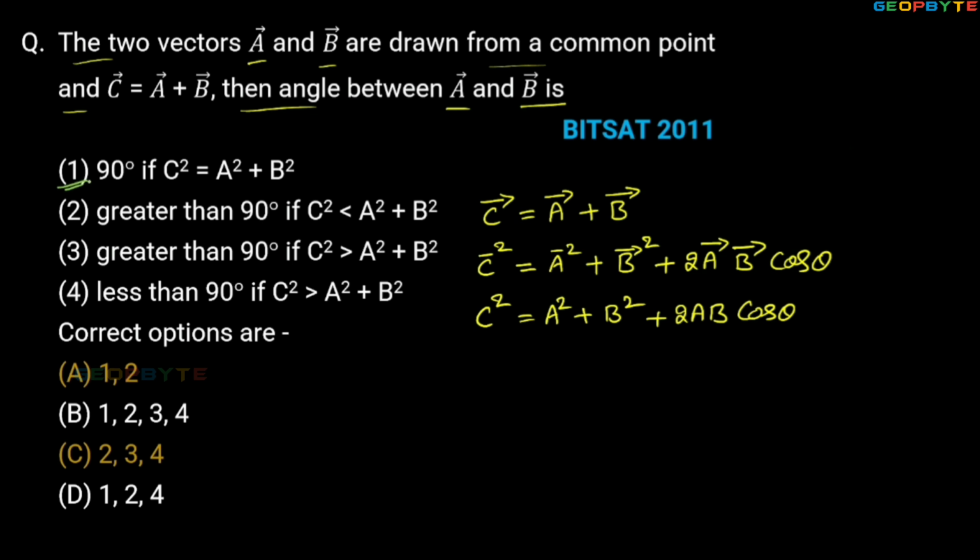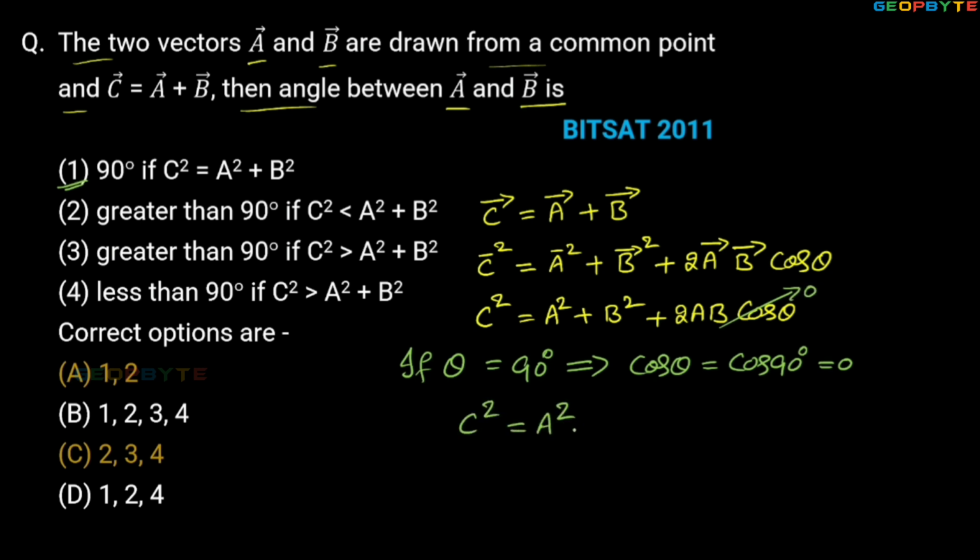Look at the first case. If theta equal to 90 degrees, cos theta becomes cos 90 equal to 0, right? That means this quantity is becoming 0. Then C square equal to A square plus B square. The first statement is absolutely correct.